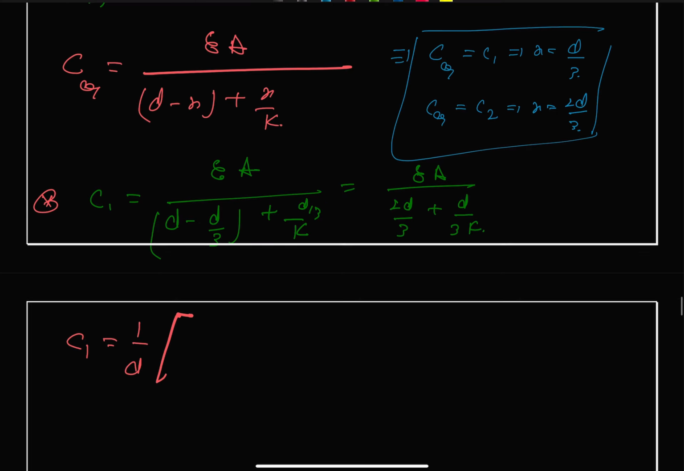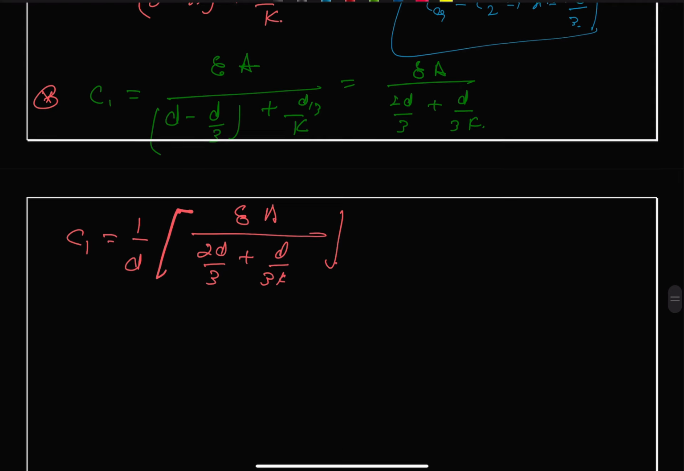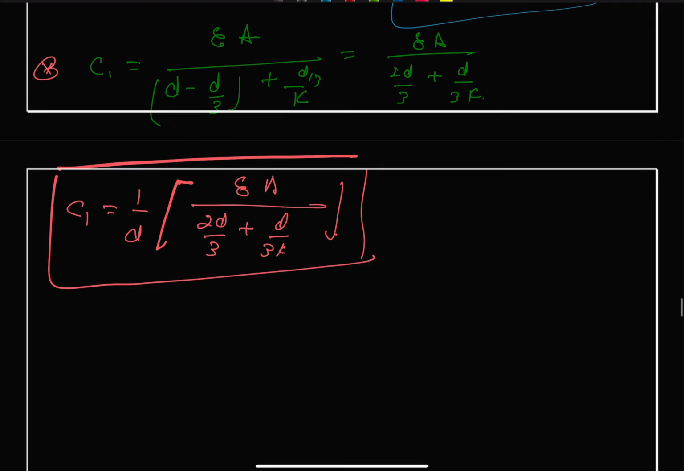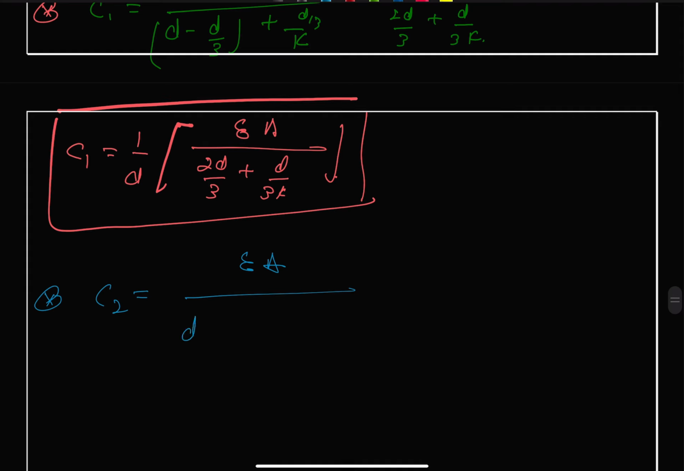Let me write it. We can just find out the ratio. We can sort it out later on. 2d by 3 plus d upon 3k. So this is our C1. Similarly, we can find out our C2. C2 will be epsilon naught A over d minus 2d by 3.